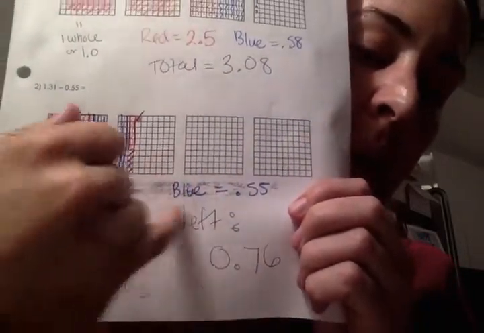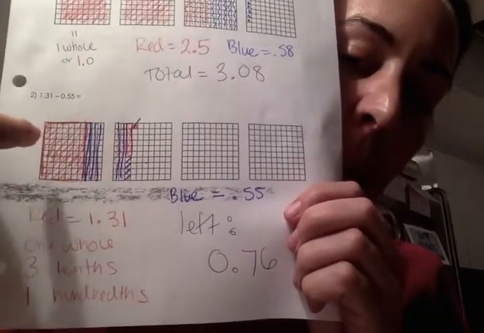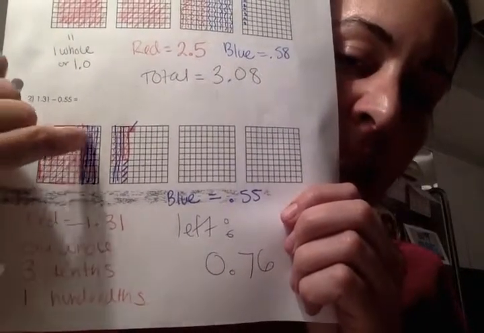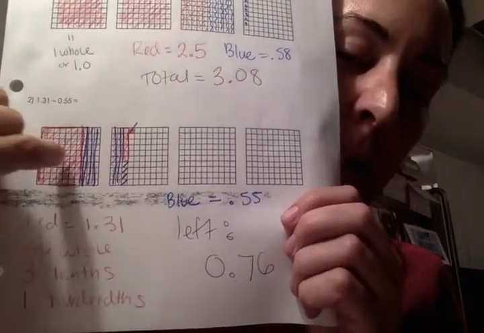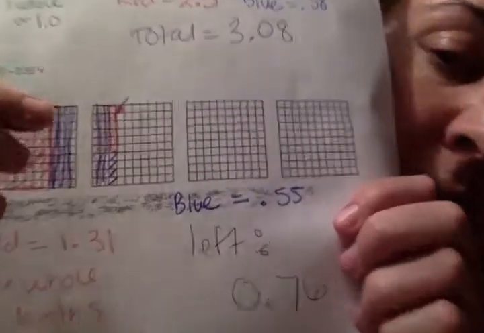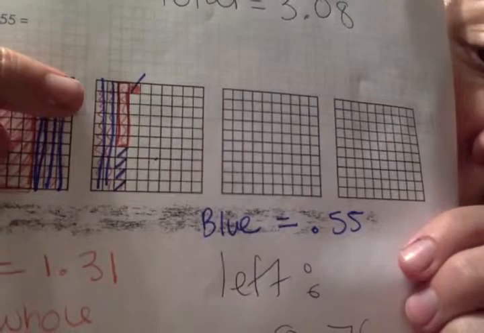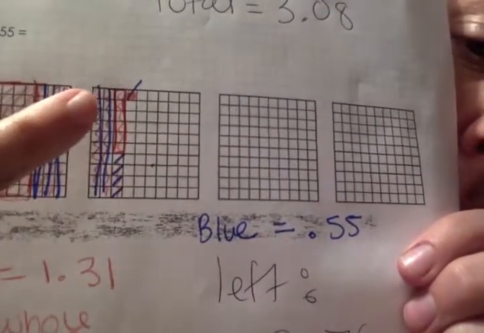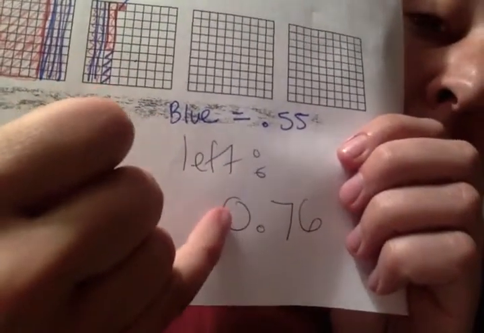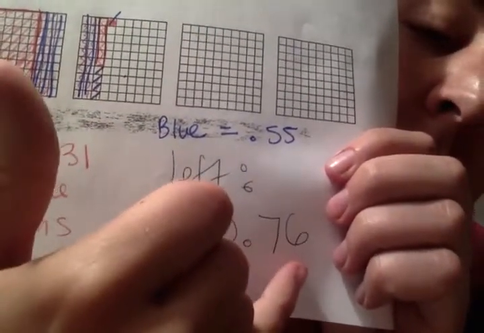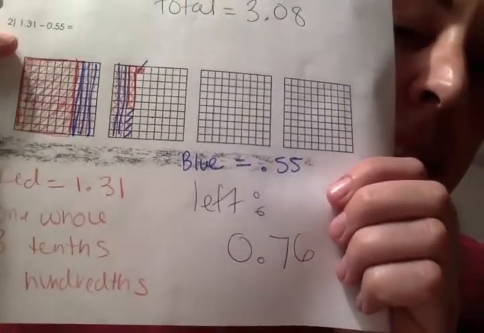And what we have to do is figure out what we have left. Let's see. We have 7/10 because there are 7 columns left in red over here. Then we have some hundredths. Let's count them. 1, 2, 3, 4, 5, 6 hundredths left in red. So we have 0 wholes, 7/10 and 6 hundredths, or 76 hundredths. That is our answer.